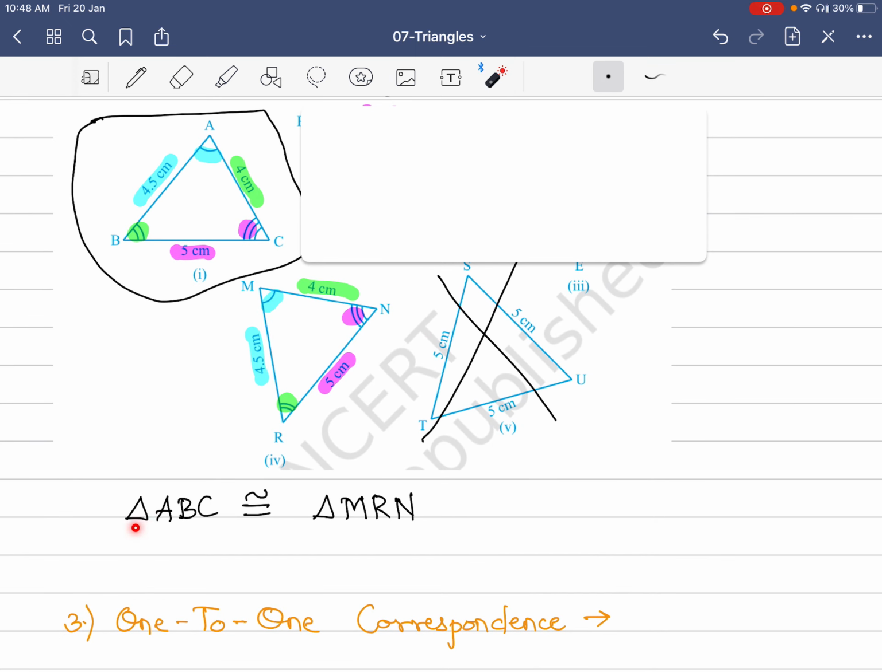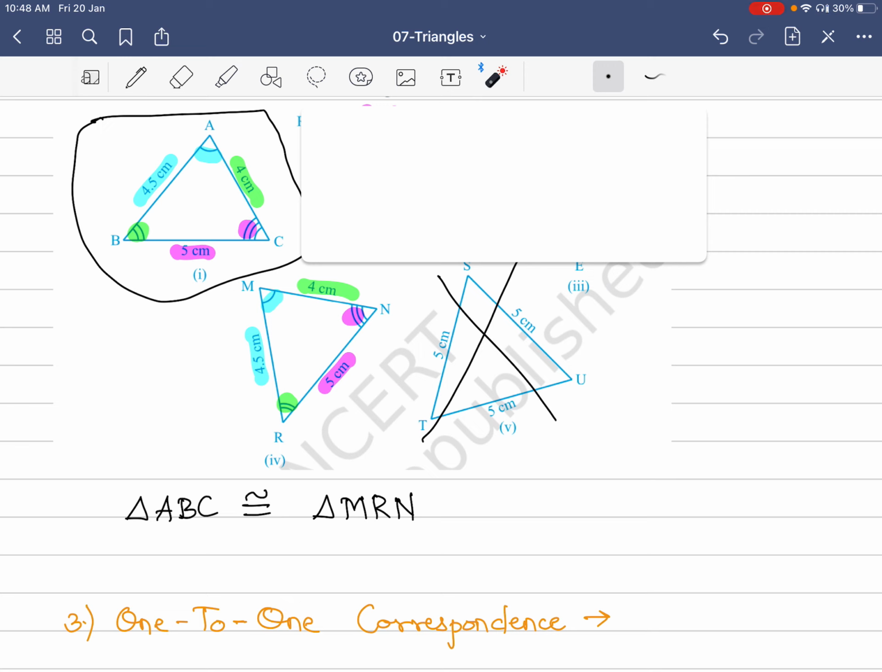When we say triangle ABC is congruent to triangle MRN, we actually mean that angle A is congruent to angle M. So look at this, angle A is congruent to angle M. Then angle B should be congruent to angle R. So angle B is congruent to angle R. And angle C should be congruent to angle N. So angle C is congruent to angle N.